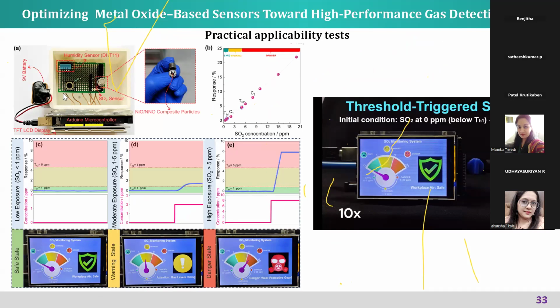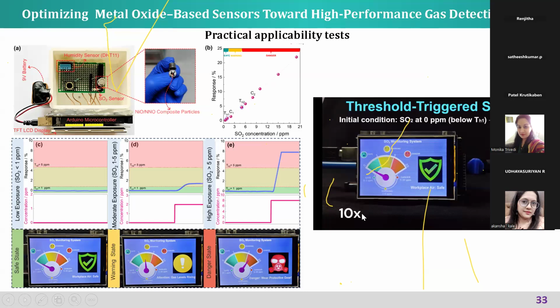Then the practicability test, as usual, we develop a portable sensor like this. This NiO and NMO based sensor here, and a humidity sensor, and it is connected to the Arduino. This is how the sensor looks.